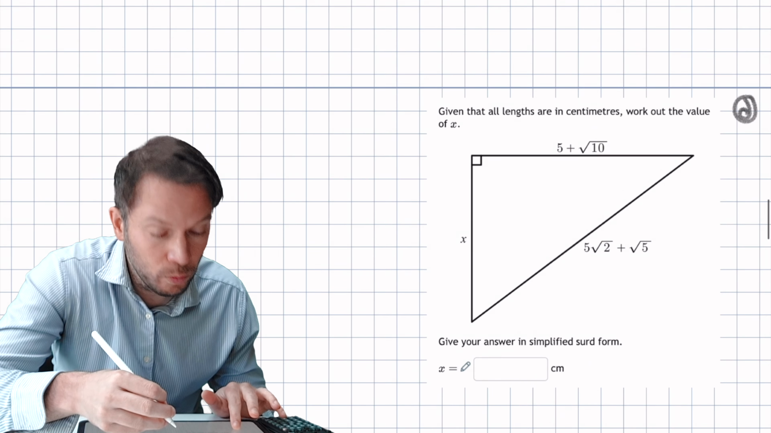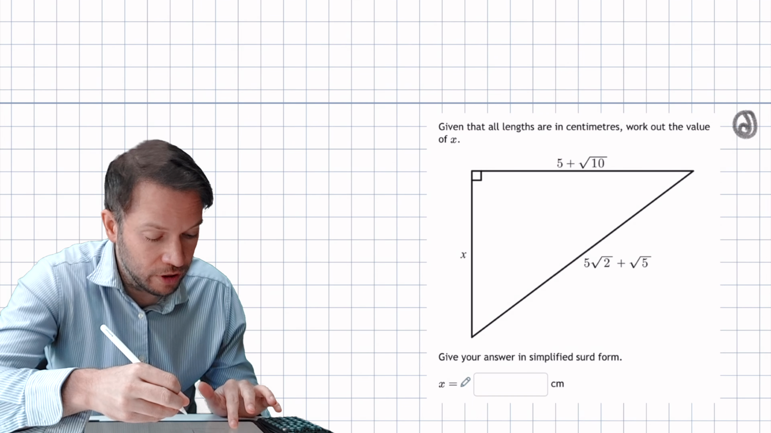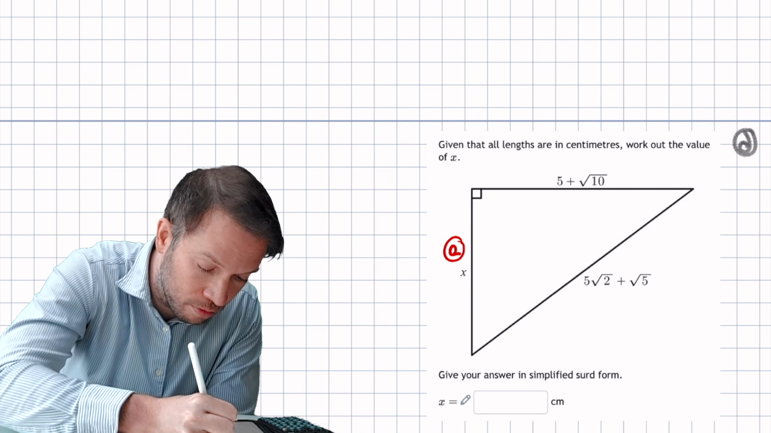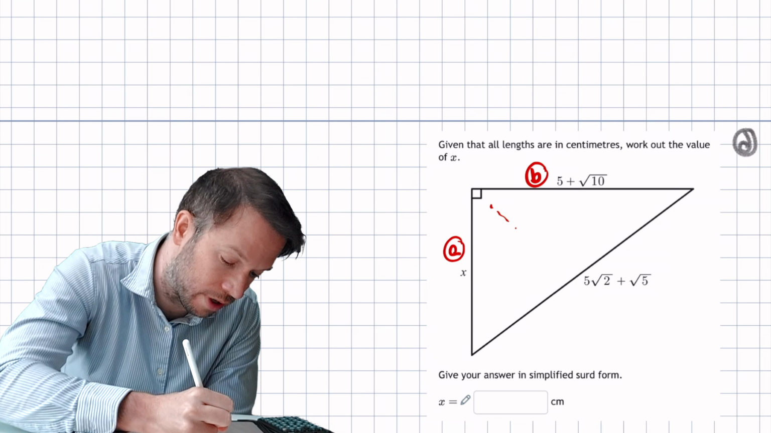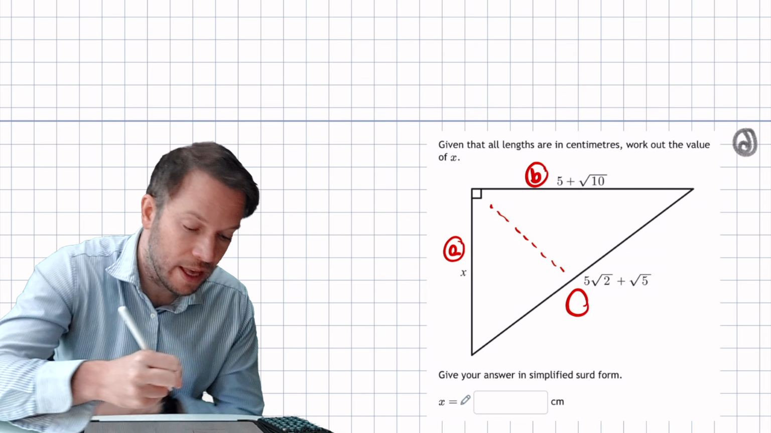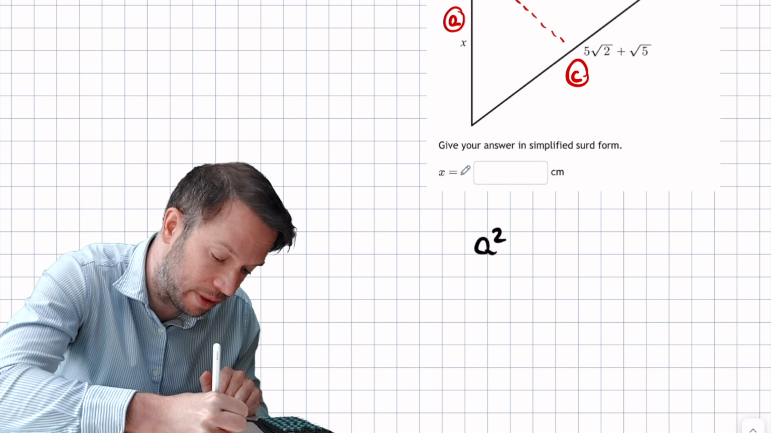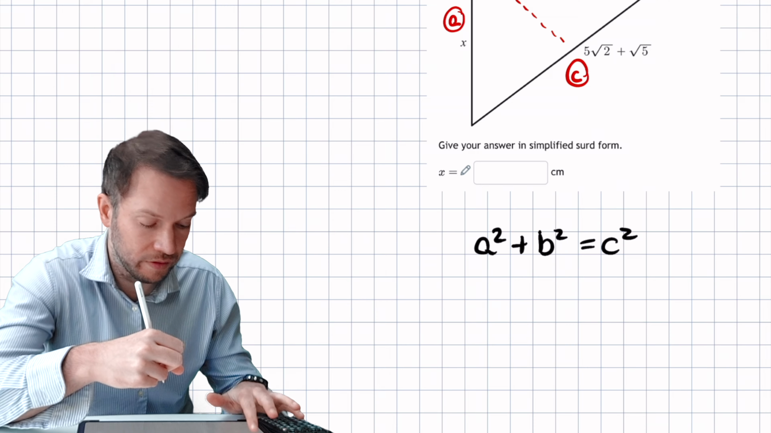Right, now we can use Pythagoras theorem here, and just a reminder of Pythagoras theorem, we label the two shorter sides of the triangle A and B, and we label the hypotenuse, which is the longest side, which is always opposite the right angle, as C. And then by Pythagoras theorem, a squared plus b squared is equal to c squared. If you haven't covered Pythagoras theorem before, please watch those videos first.